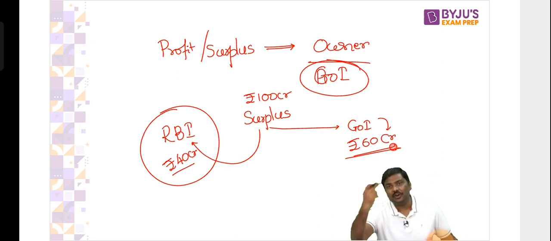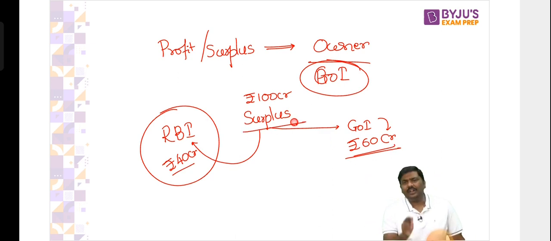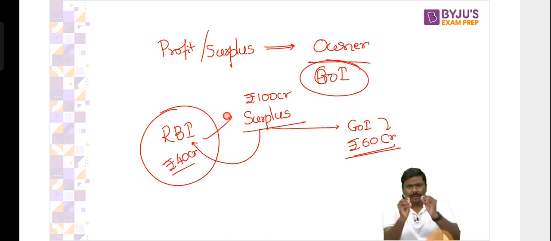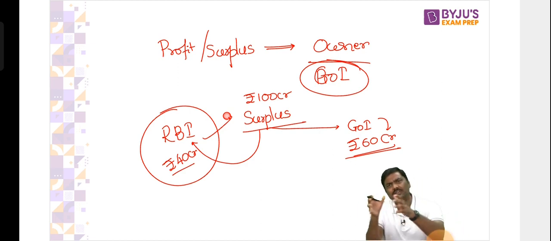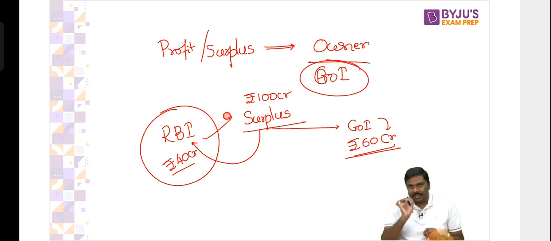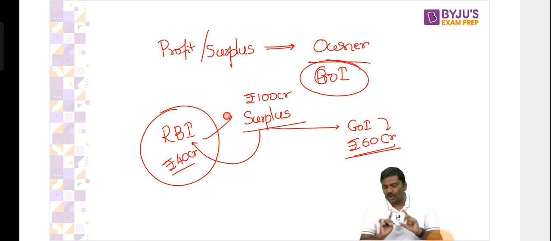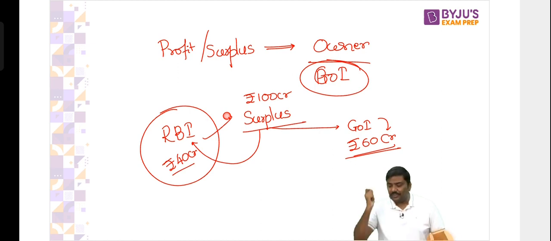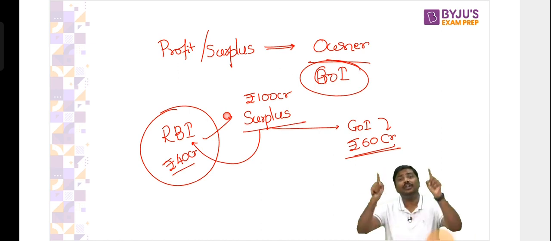Now, what is the counter argument of the Government of India? The Government of India says, we don't have any problem with you keeping part of the surplus. Keep it. You are the regulator. You should have certain money to take care of the risk. But we do not like how much money you are keeping. I have to understand, the Government of India is not against economic capital. It is not saying don't keep any money. It says, I don't want you to keep that much amount.